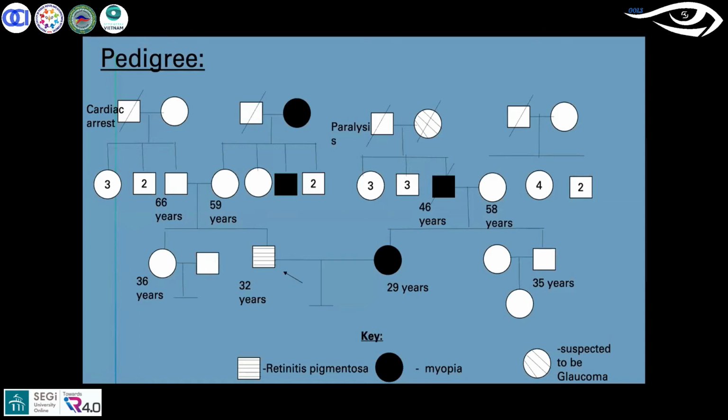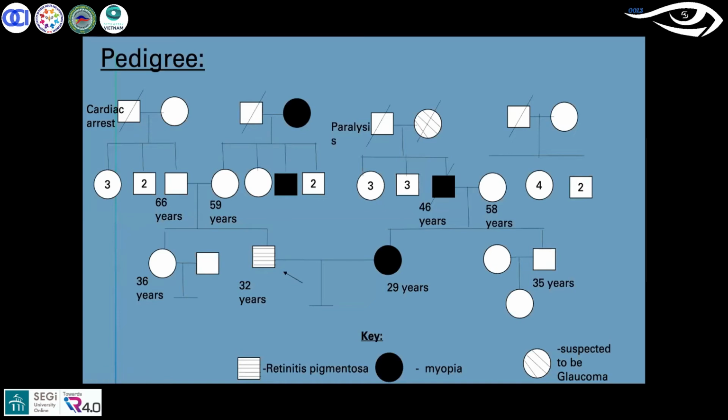And all that you have to understand is that in this family, there are a couple of types of disorders. One is retinitis pigmentosa, which has this particular legend. And then you have myopia with this legend. And then you have suspected glaucoma with this legend. But we are going to look only at retinitis pigmentosa. So retinitis pigmentosa and myopia are associated.